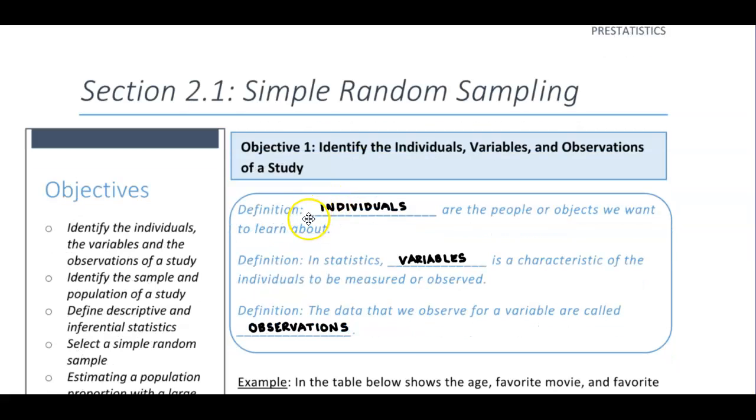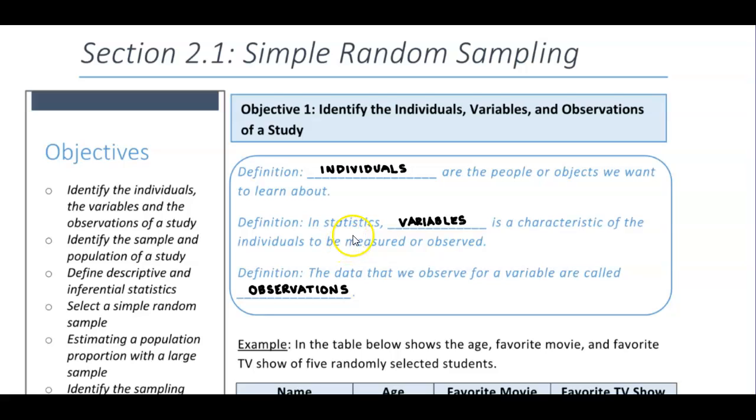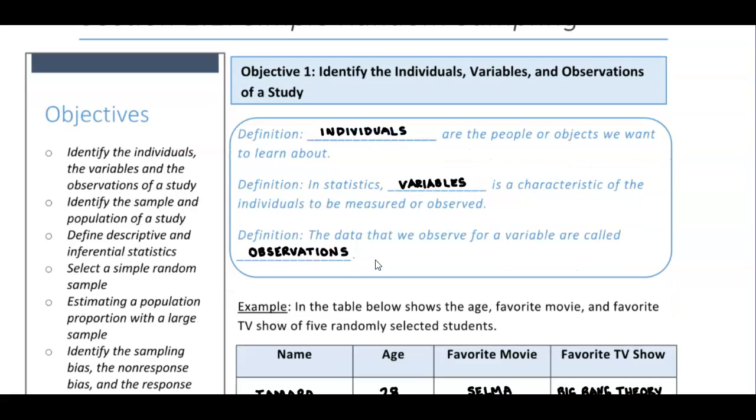The definitions. Individuals are the people or objects we want to learn about. In statistics, a variable is a characteristic of the individuals to be measured or observed. The data that we observe for a variable are called observations.